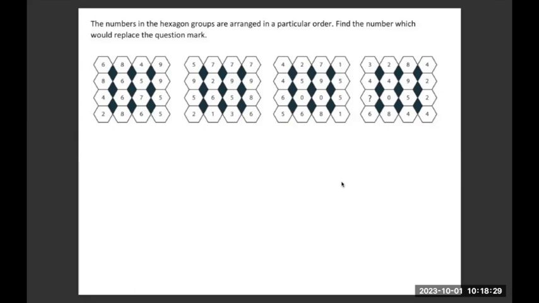Shrujal, wrong answer. Vansh, wrong answer. Please observe there is a reason why the digits are in fours, in pairs of four on both the sides.